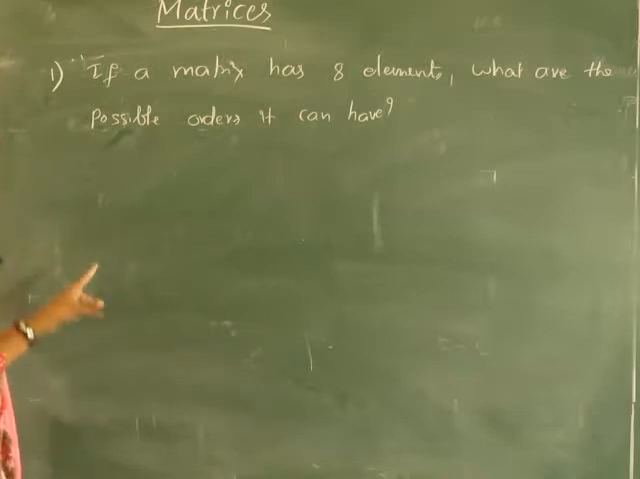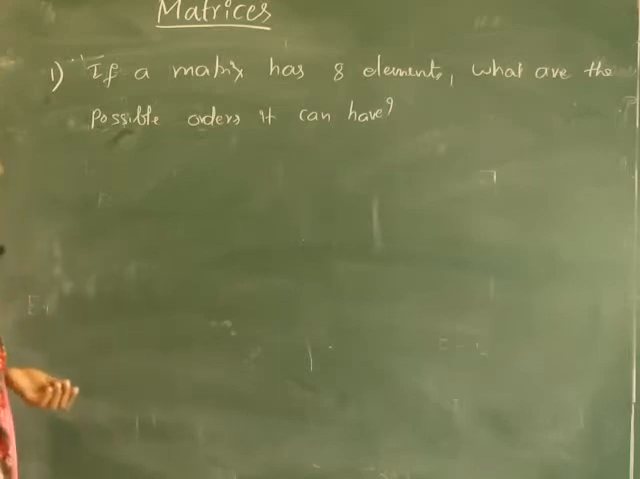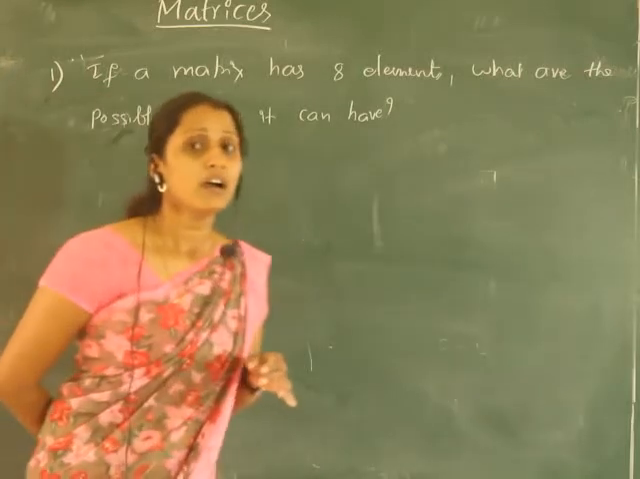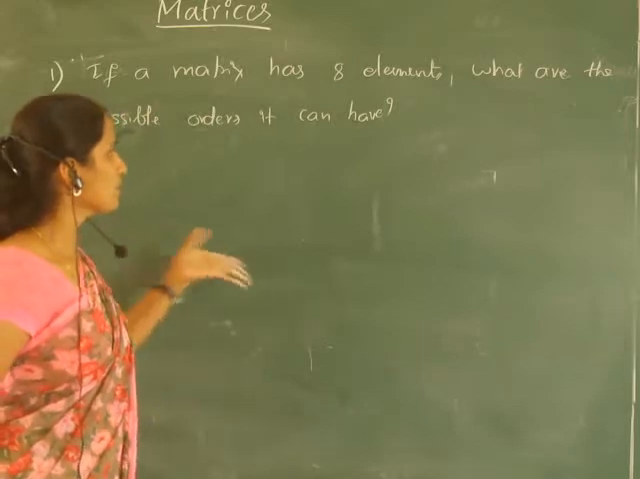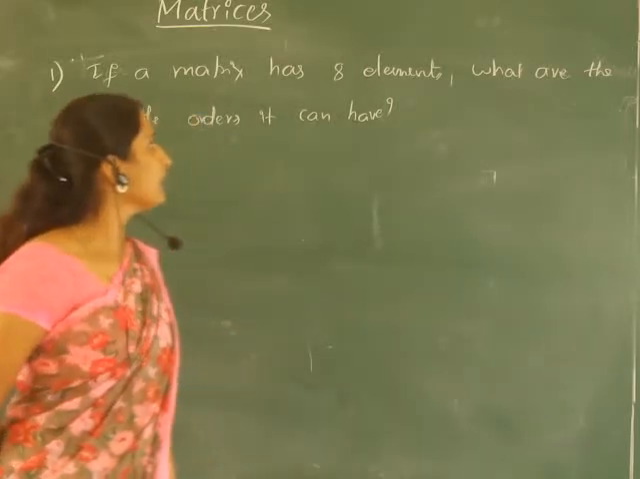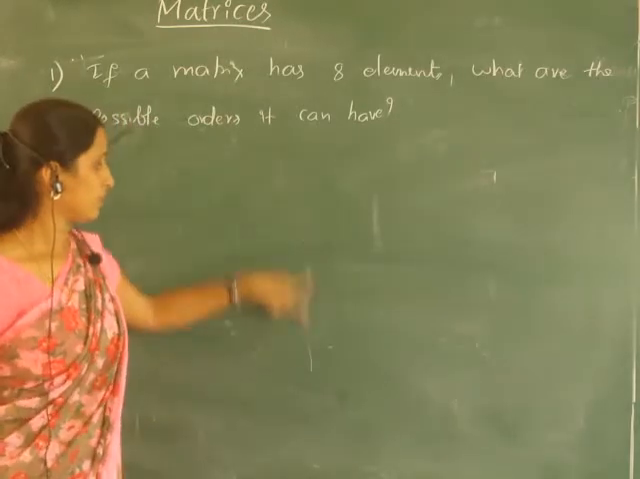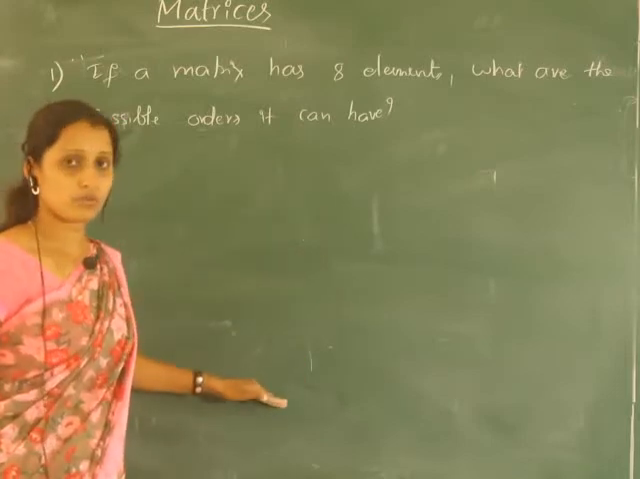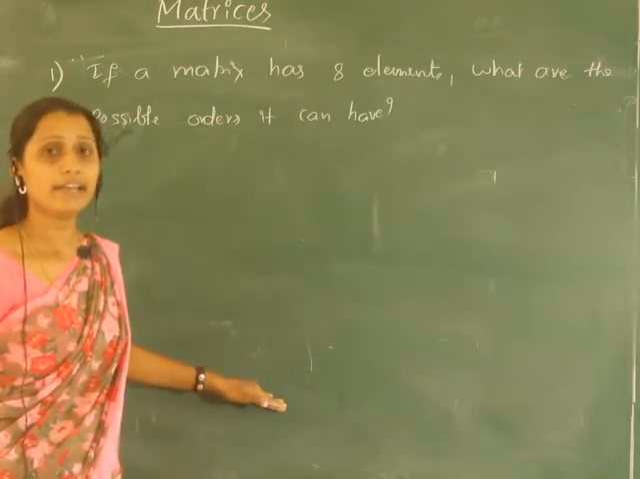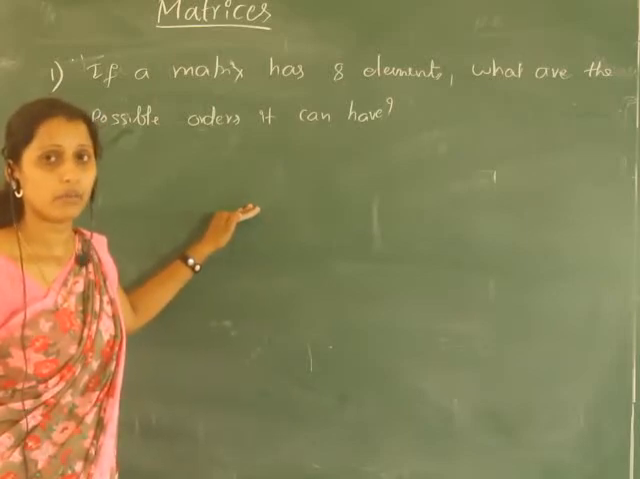In a matrix, if there are 8 elements, they may be in a row or in a column, but that is not mentioned. It is just told that it has 8 elements. So which are the possible orders we can say? One thing is, we can arrange all these elements in a single column. So there will be 1 column and 8 rows. So the order will be 8 rows, 1 column, 8 by 1.